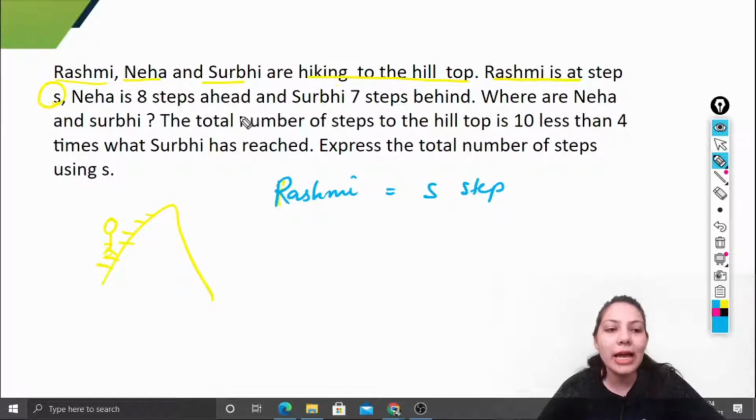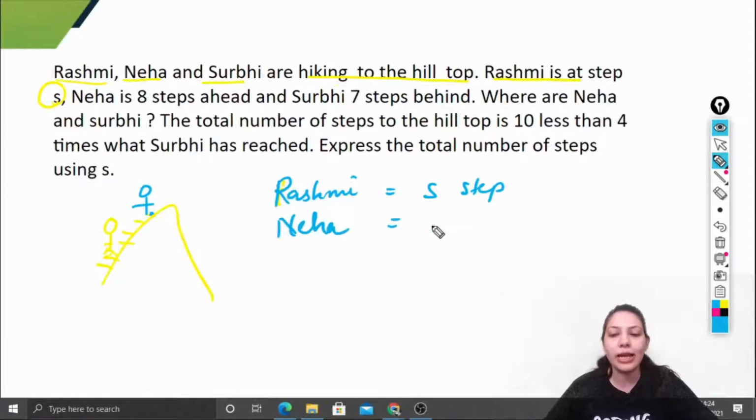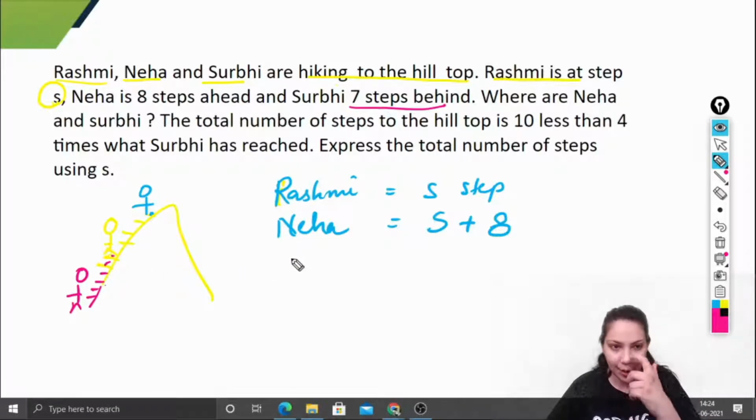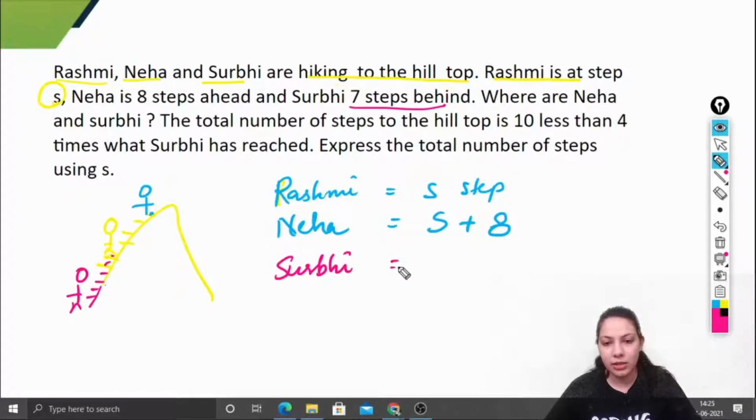Now Neha is 8 steps ahead. So Neha is somewhere here, 8 steps ahead, meaning more than Rashmi. So S plus 8, that is Rashmi plus 8 steps. Now Surbi is 7 steps behind Rashmi. So Rashmi was at S step, Surbi was behind Rashmi and Neha was ahead of Rashmi.